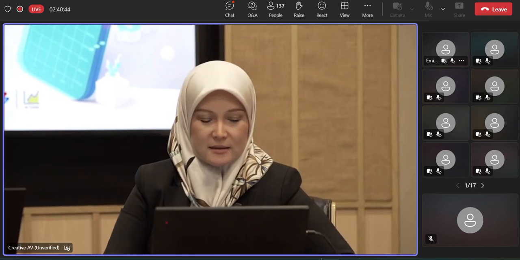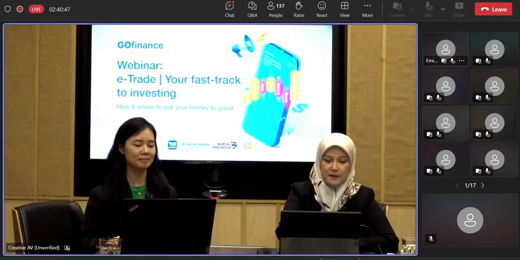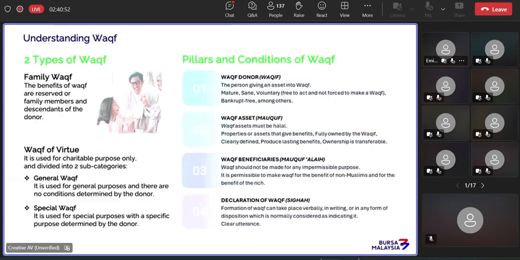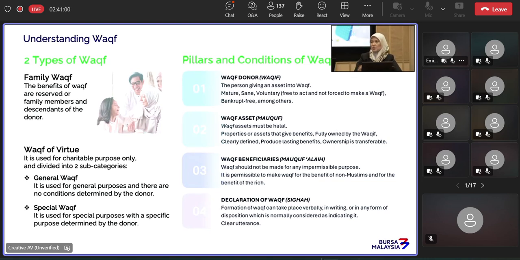And the last part I want to highlight about wakaf, just a bit of overview. There are two types of wakaf. One is family wakaf. The second one is wakaf of virtue, which is basically for donation. So it's a general wakaf. General wakaf means there's no condition by the donor. I give you money, you can do anything with my money. And the special wakaf means it is for a specific purpose. So you wakaf to build healthcare facilities, or you contribute wakaf for a mobile clinic, for example.